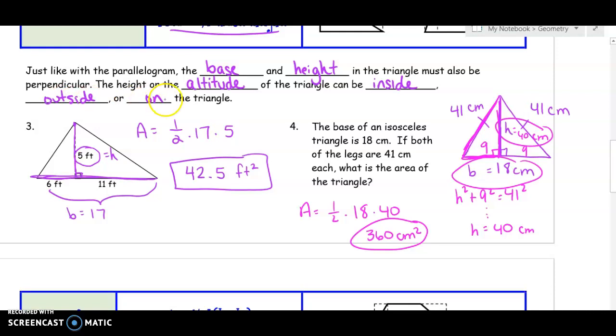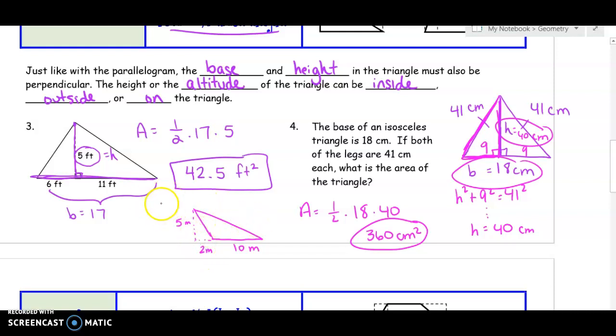All right. It does mention that the altitude can be outside the triangle. That type of problem is going to happen when you have something like this. So maybe this bottom piece is 10 meters. You might have like two sets of dashed lines. Maybe this is 5 meters and this is maybe 2 meters.